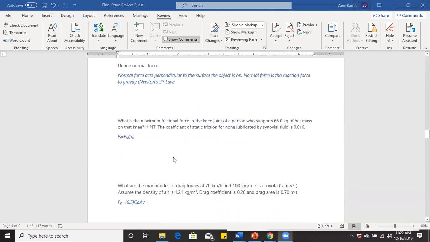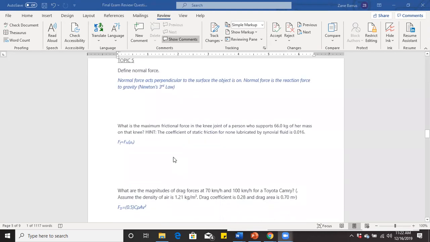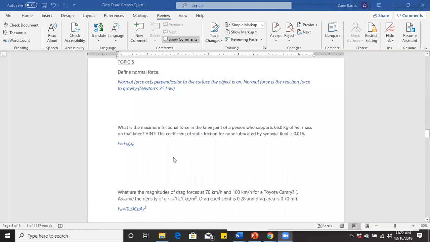On to topic 5. So here's another very easy question. It's about vocabulary. So it says define the normal force. Here's kind of what I wrote as a hint to you. So be aware that normal force acts perpendicular to a surface that an object is resting on. So if I've got, let's say I've got me and I'm standing on a flat surface.